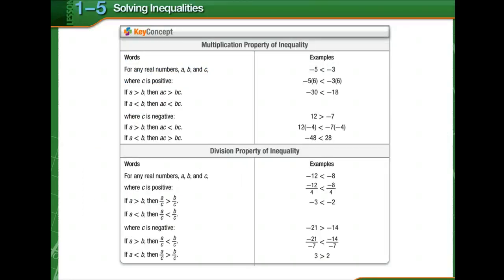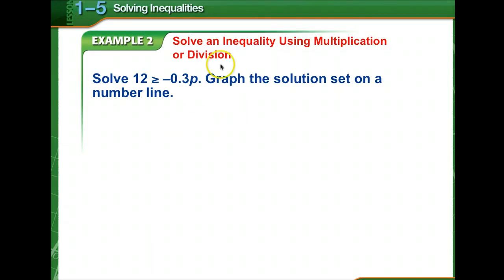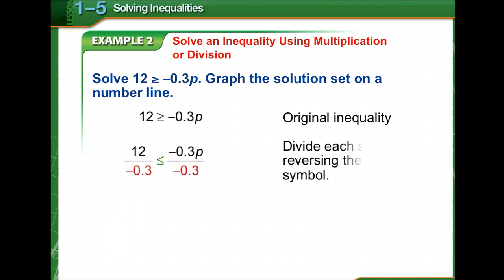So here we have a couple more properties. Multiplying or dividing each side of an inequality by a positive number does not change the truth of the inequality. However, multiplying or dividing each side of an inequality by a negative number requires that the order of the inequality be reversed. So let's take a look at what that looks like working an example. So we're going to solve an inequality using multiplication or division. So looking at this, what are we going to use, multiplication or division? We will be dividing both sides by that negative 0.3.